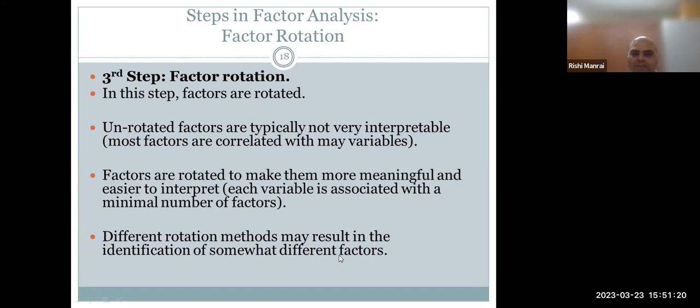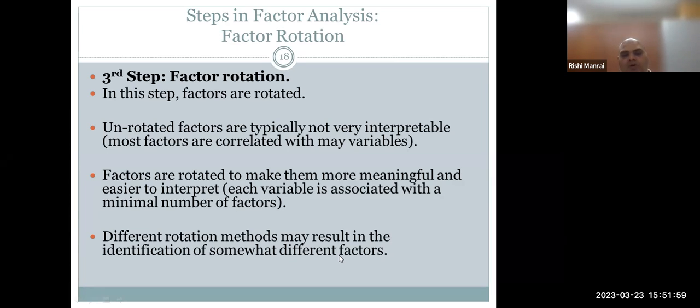Now, what is factor rotation? Factor rotation is basically when you try to understand or correlate every single item with every single factor. In this particular step, the factors are rotated. Now, what is the meaning? Unrotated factors are typically not very interpretable. Most factors are correlated with variables. Factors are rotated to make them more meaningful and easier to interpret. Each variable is associated with a minimal number of factors.